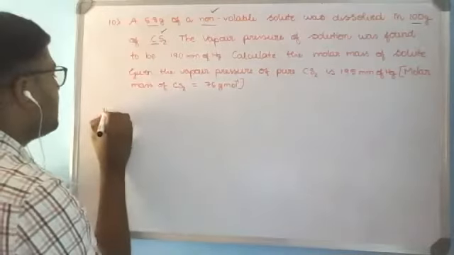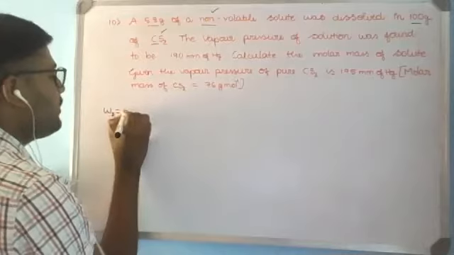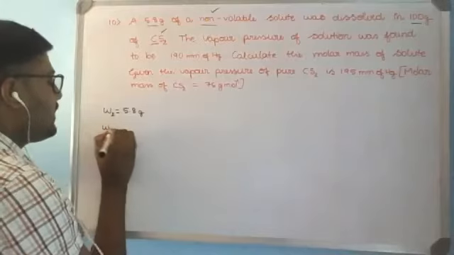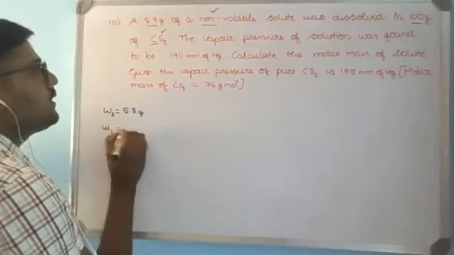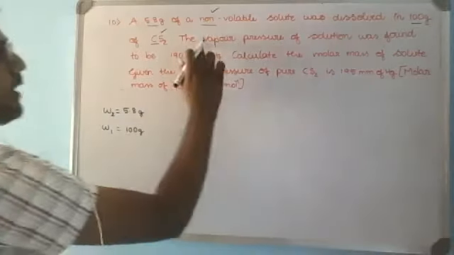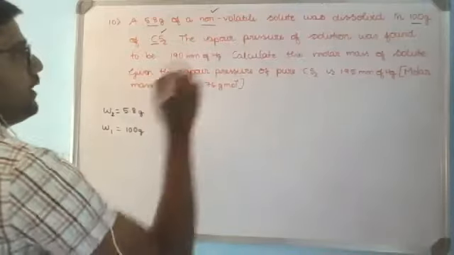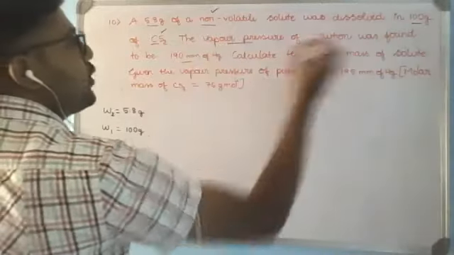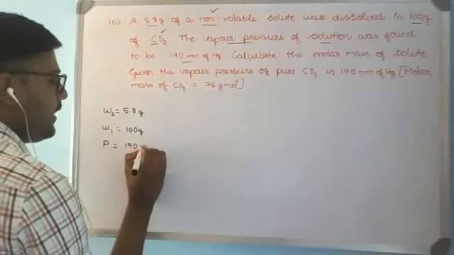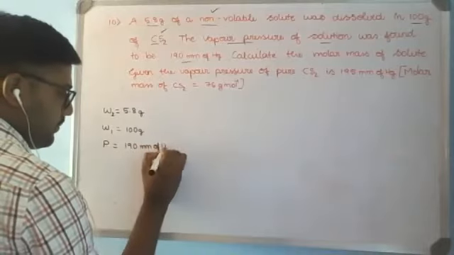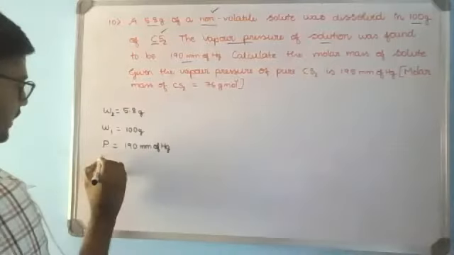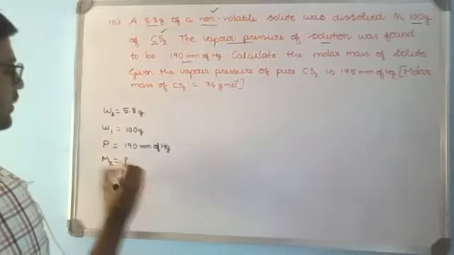Now the mass of the non-volatile solute is 5.8 grams, and the mass of the solvent, that is carbon disulfide, is 100 grams. Then the vapor pressure of the solution was found to be, so vapor pressure for the solution, that is P, is equal to 190 mm of Hg. Then calculate the molar mass of the solute. M2 we need to calculate.